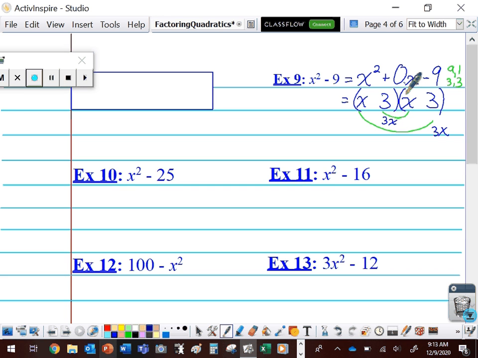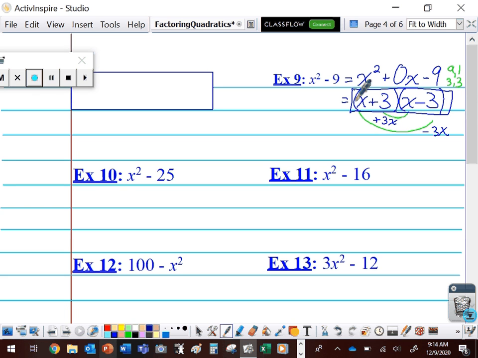So those are the right numbers. They are in the right places. I just need to choose which one gets plus and which one gets minus. Well, the larger outer or inner gets the same sign as bx. Since these are exactly the same, it doesn't matter which one's positive and which one's negative. Typically, I like to put the plus first and the minus in the second quantity. So I have x plus 3, x minus 3.